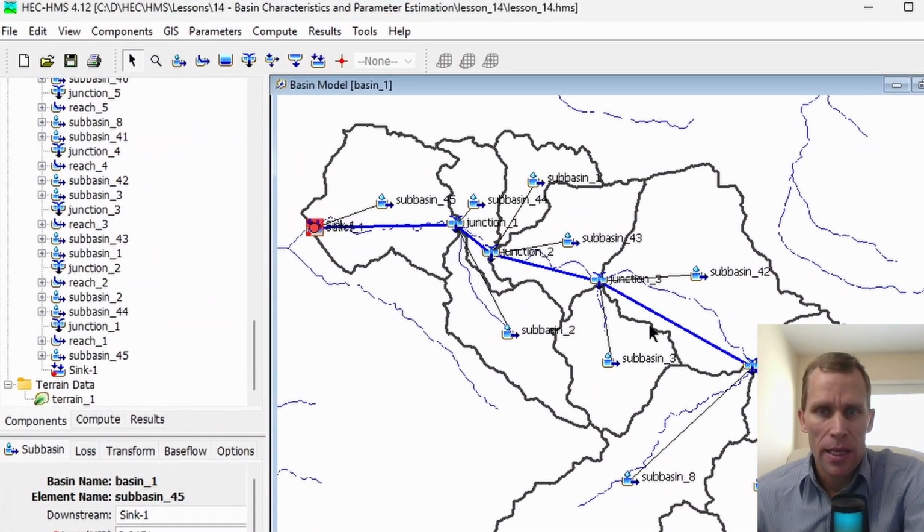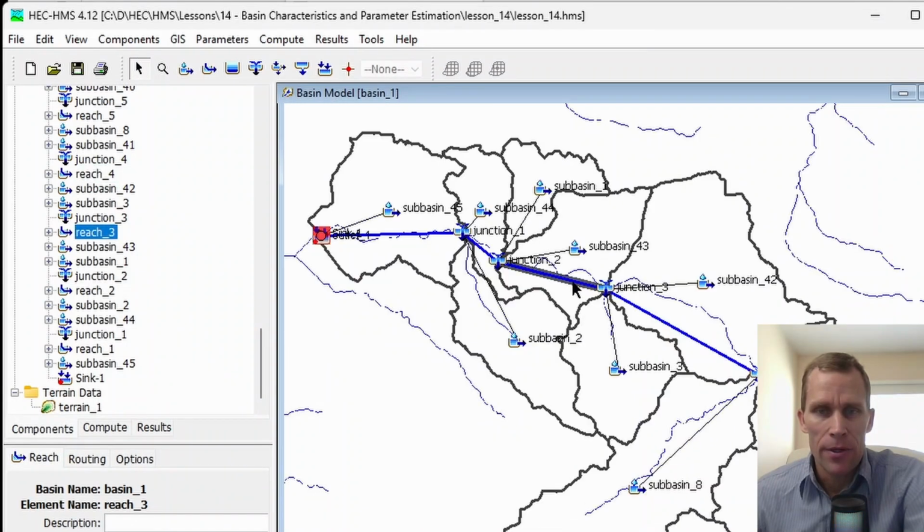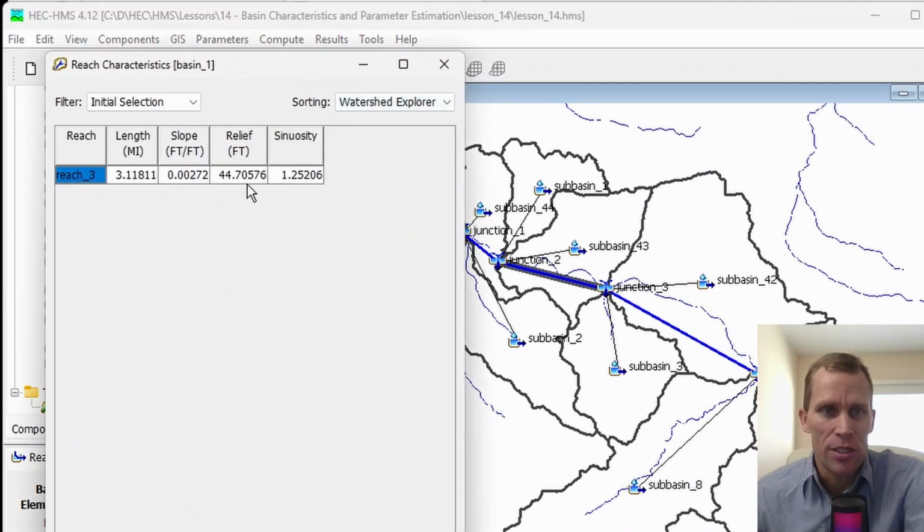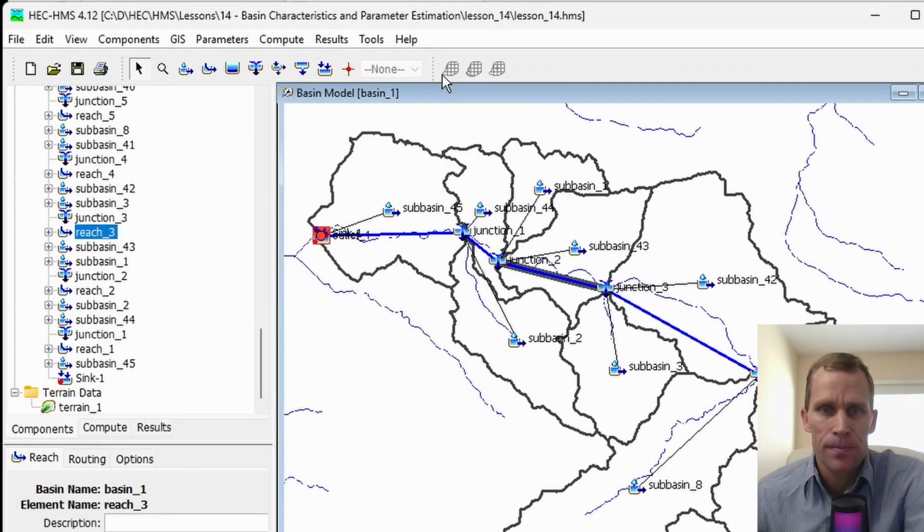Just like the subbasin, I can go ahead and select any individual reach on the map and then click parameter, characteristic, and reach if I want data for just that one selected reach. Right, so that's it for the basin characteristics. Next, on to parameter estimation.